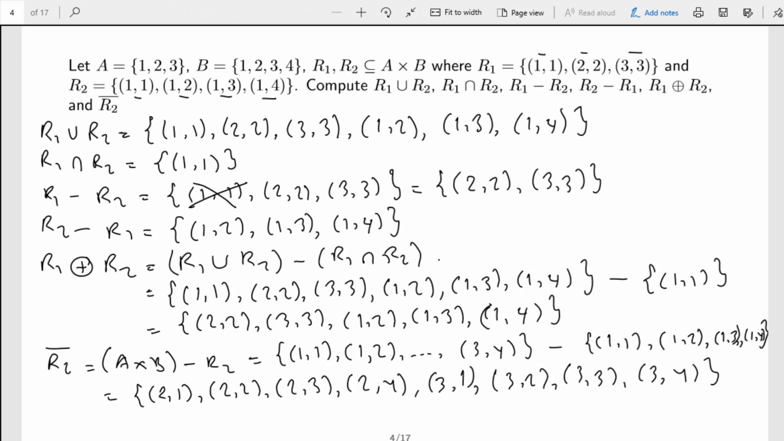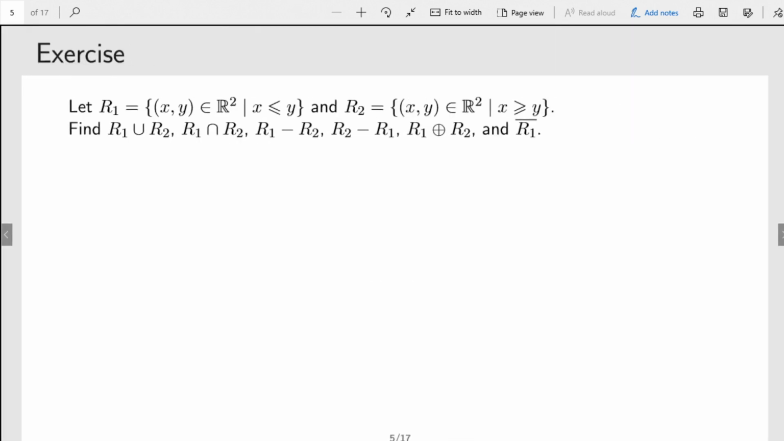So you see this example. Now let's try an exercise. You're given a relation R1, which is the set of pairs of real numbers x and y such that x is less than or equal to y, and the relation R2 defined over the reals, where a pair (x, y) is in R2 if and only if x is greater than or equal to y. Now let's do this exercise, and we shall discuss the solution in the next video.